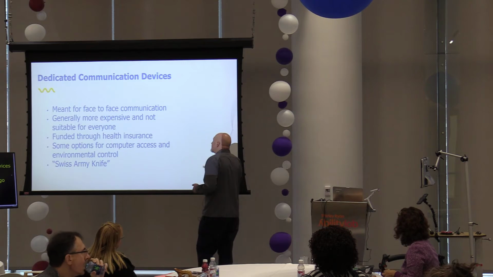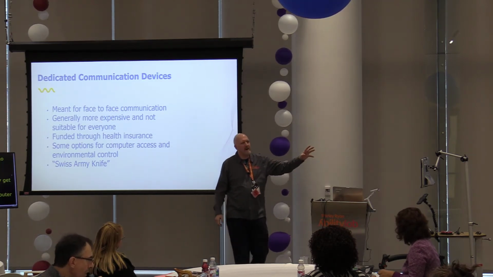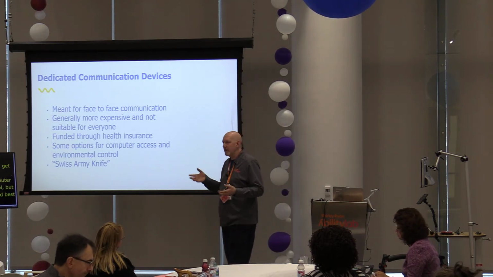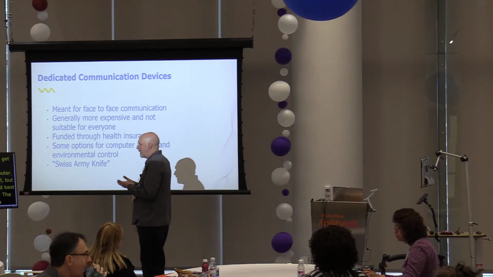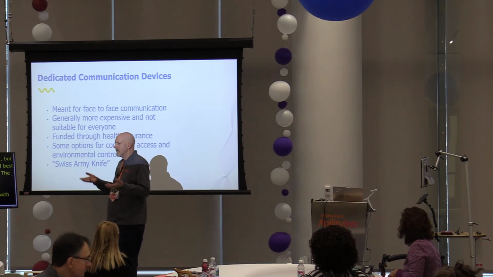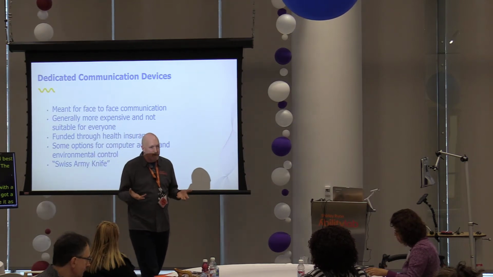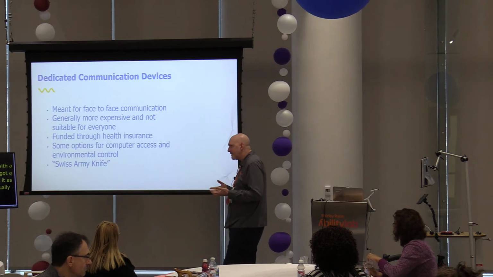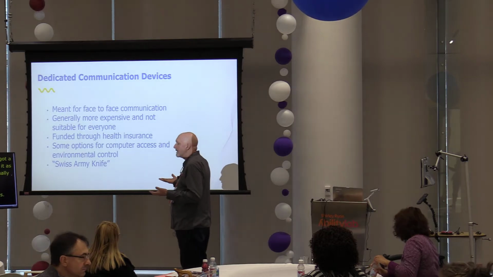There are those options for computer access and environmental control, but I will say they are really designed best for face-to-face communication. The rest of the stuff is a little bit like a Swiss Army knife. Technically speaking, you can build a house with a Swiss Army knife, right? You got a saw, you got a screwdriver, you can use it as a hammer. Should anybody actually build a house with a Swiss Army knife? Probably not, right? So it does a lot of different things, not necessarily very well, but it's an option and that'll be something that we'll use.